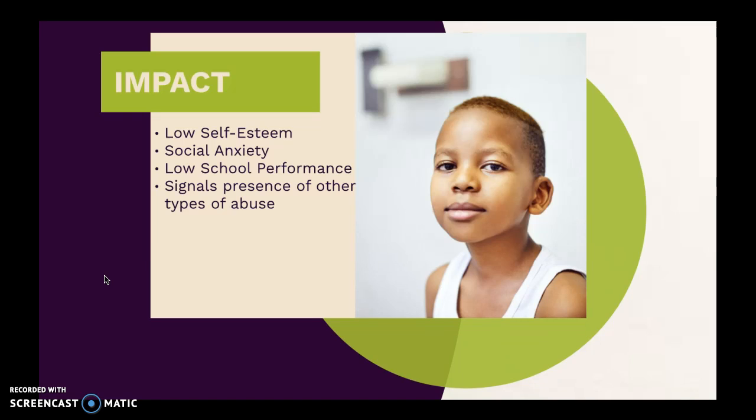Abuse also has a major impact in a child's development, and some of the long-term consequences can be low self-esteem, social anxiety, low school performance, and in the immediate notice of abuse, it can also be a signal of other types of abuse that may be present.